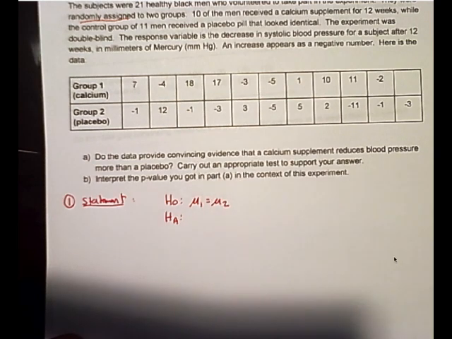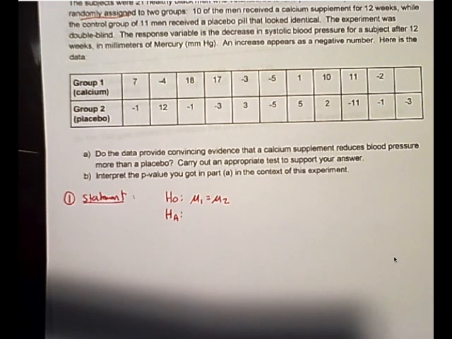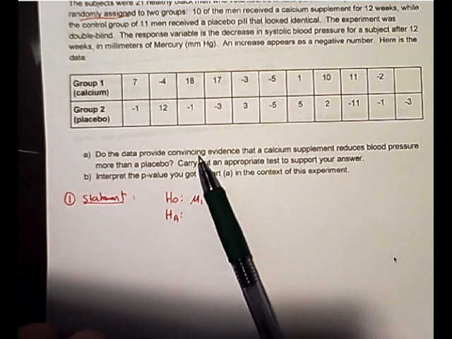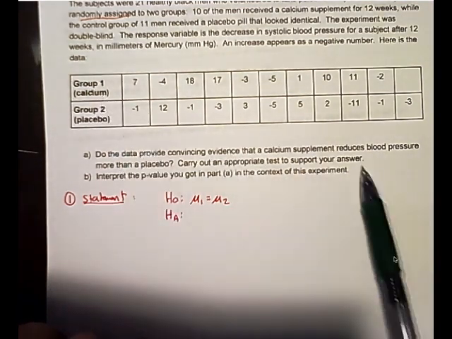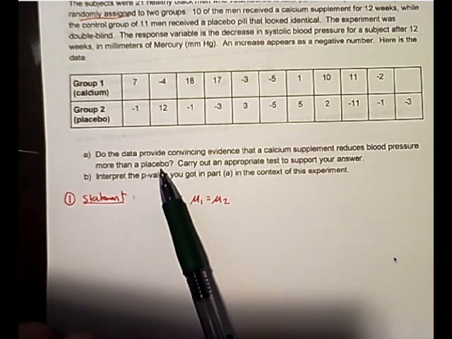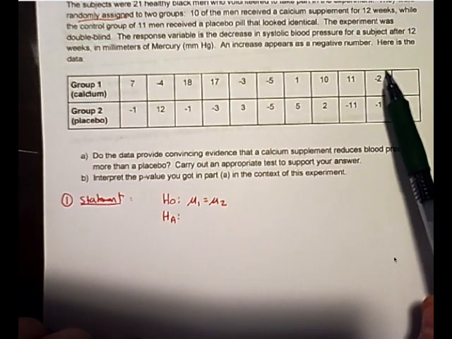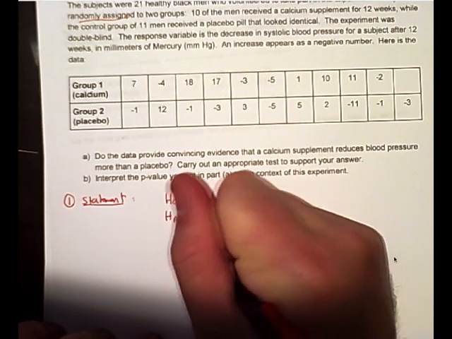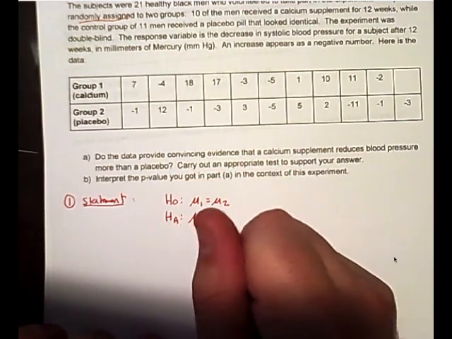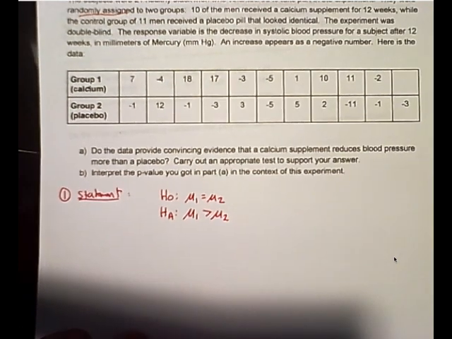Now, let's read what the alternative hypothesis should be, or think about what the alternative hypothesis should be. All right, do the data provide convincing evidence that a calcium supplement, so this group, reduces blood pressure more than a placebo? Well, more would mean there would be a bigger decrease. Okay, so the alternative hypothesis is actually that the decrease for group 1 is greater than the decrease for group 2. Think about why it's greater.